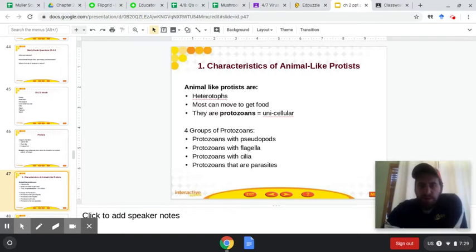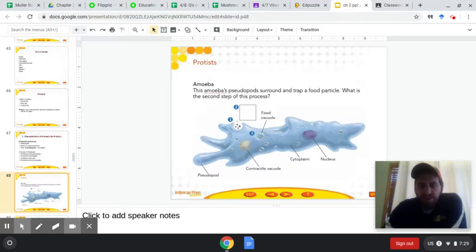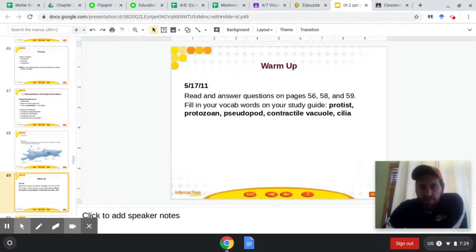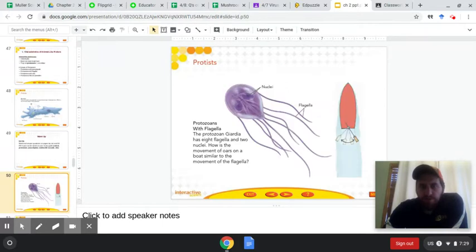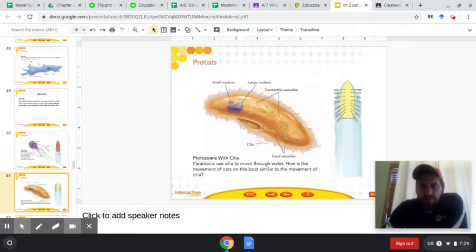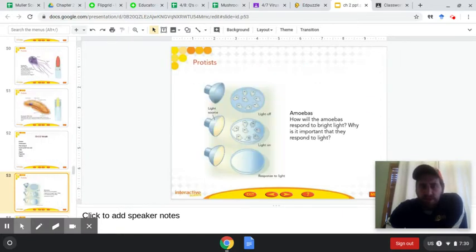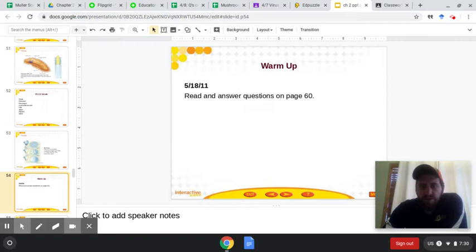Pseudopods. Okay, they have the false foot. What we just talked about, they can move around with it. They can surround the cells of things that they eat. Flagella, they have the little tail. Cilia, they have all the little hairs around their body to move and to collect food. And then there's the parasites, which is the Plasmodium one we talked about. We don't really need to go over this too much. This is the amoeba one. Okay, here's the flagellate or the flagellum. There's a cilia one, and it's all the same things that we did.